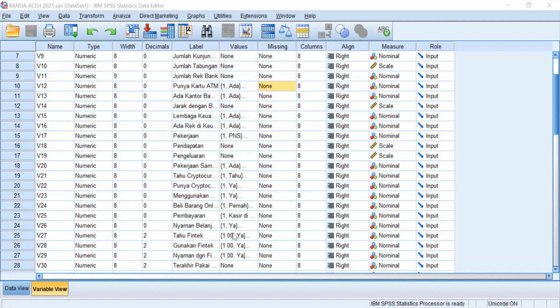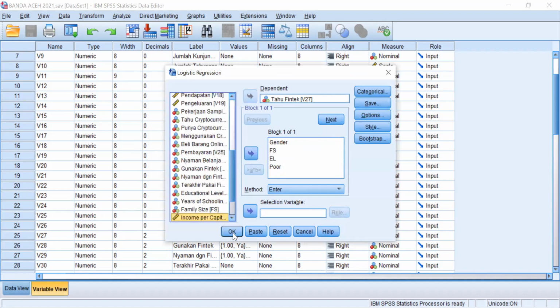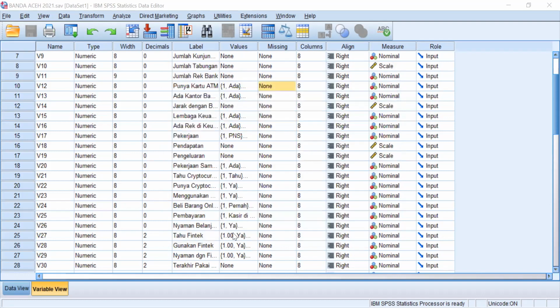However, because we already use poverty status, actually we do not need income per capita, because income has been transformed into poverty level. So we run this again. Now I think it's better. Only family size is not significant. Educational level significant. Poverty significant. Gender is also significant.